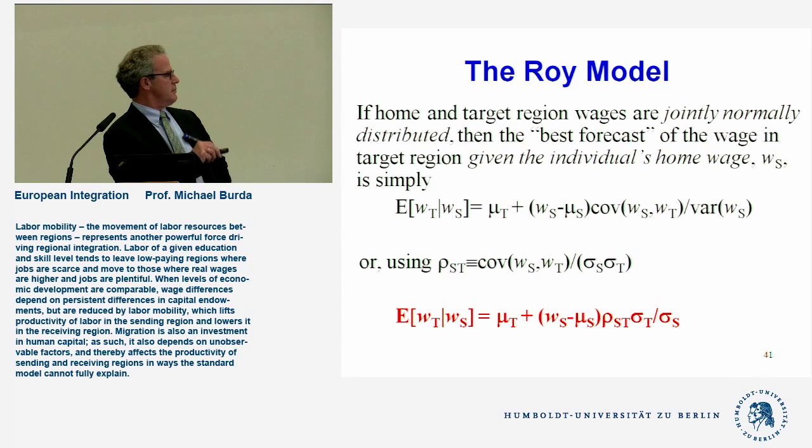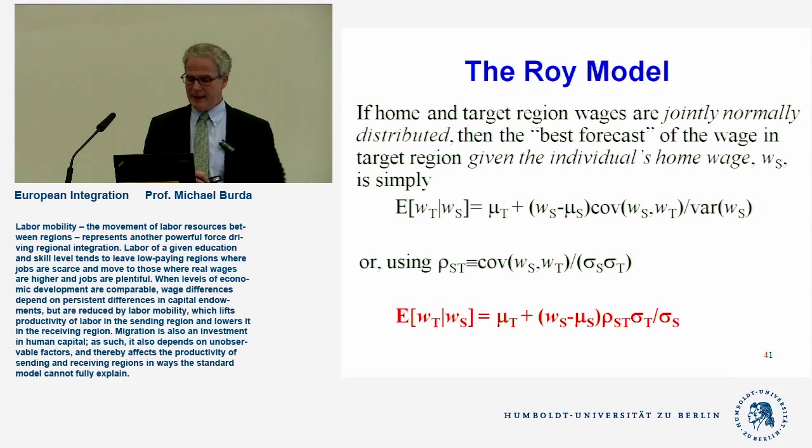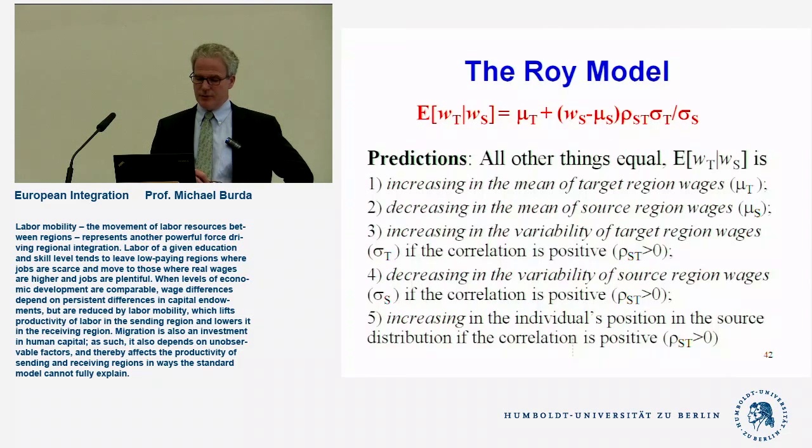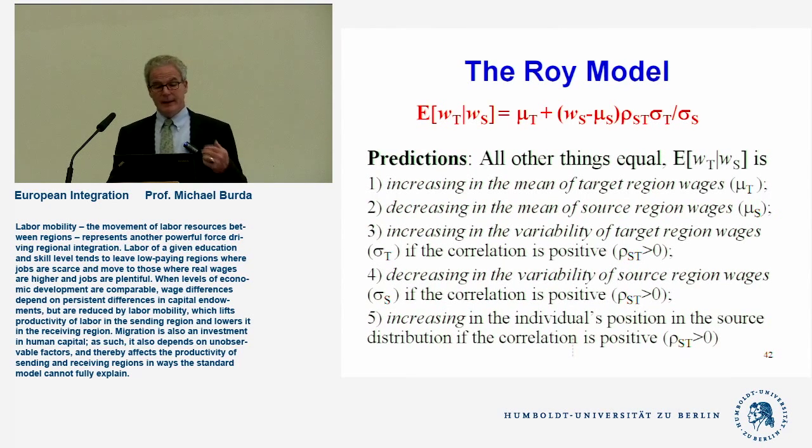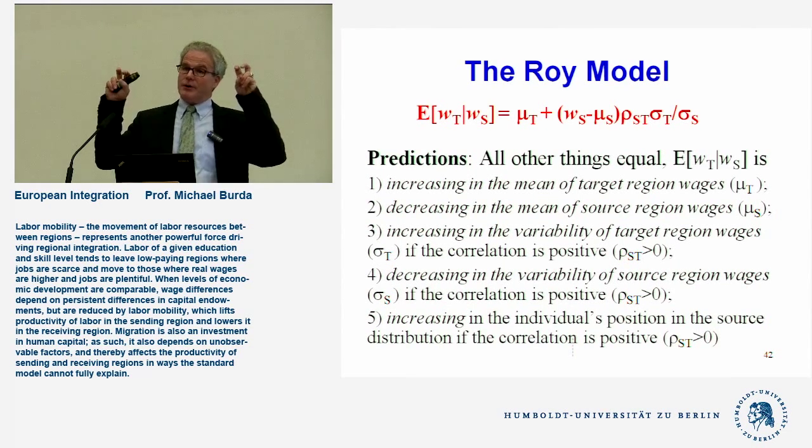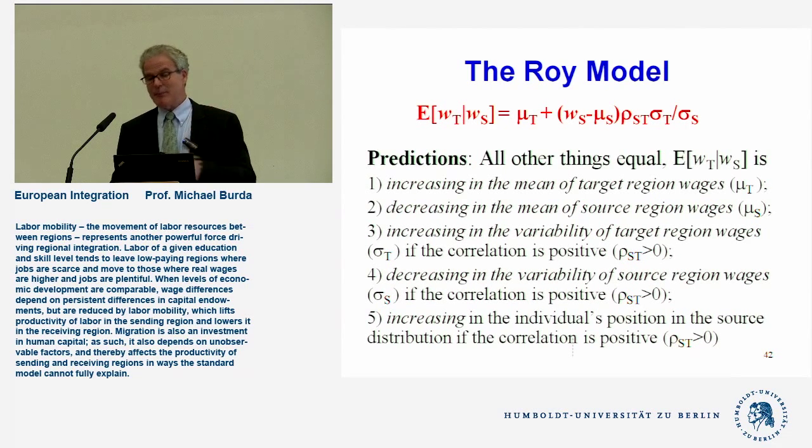So this is the gain from migration. You think of this minus what you're earning. And basically this is a function of what I'm earning, but it's also a function of what this is going to translate into when I get to the receiving country. Okay, so these are the predictions. If I'm productive in the home country, I'm likely to be productive in the receiving country. If the correlation is positive, I'm going to go.